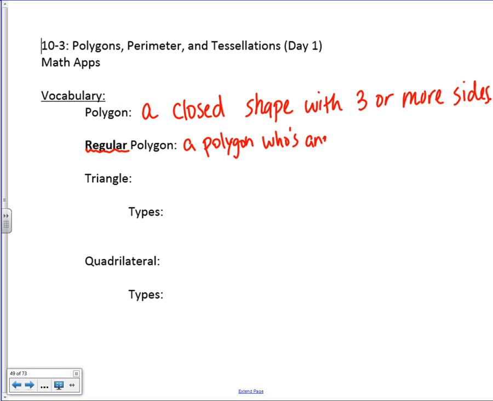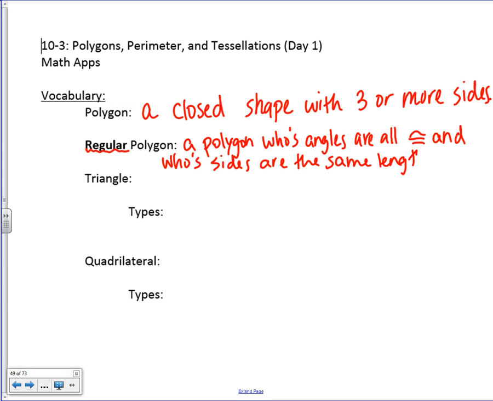whose angles are all congruent and whose sides are the same length. Okay, so that's what it means to be a regular polygon. Hopefully, you're not a senior in high school and don't know what a triangle is.